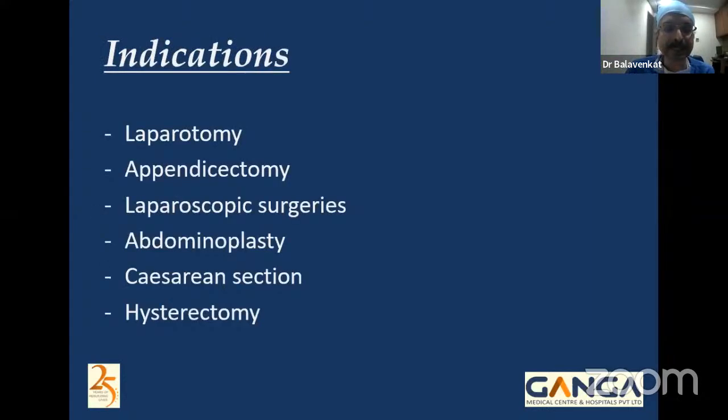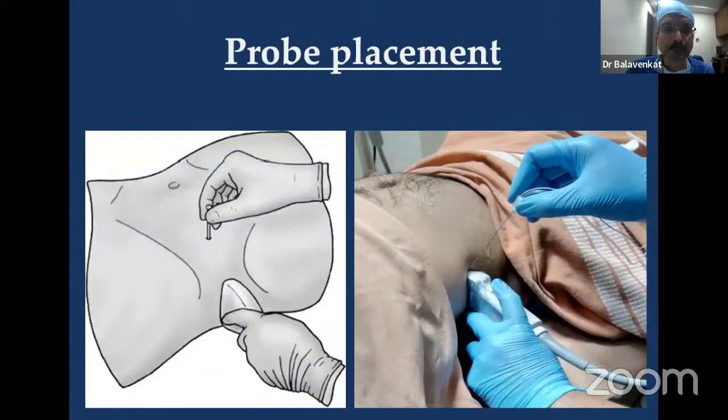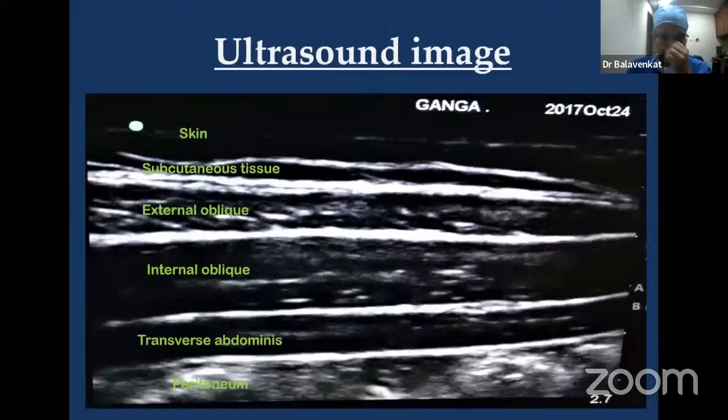So these are the indications. These are the equipment. So the probe placement. So this is the ultrasound image, and you know that always when you want to come in, you choose a plane like this where you see the difference between the internal oblique and the transversus abdominis.